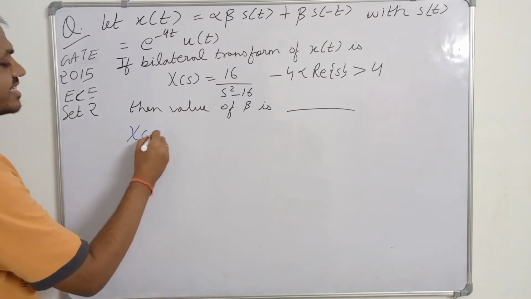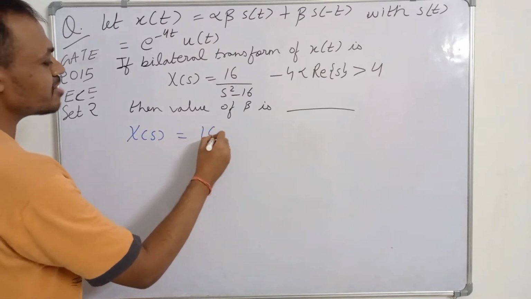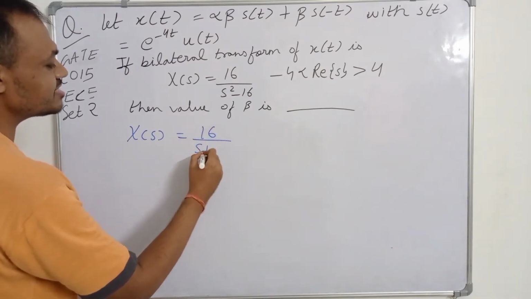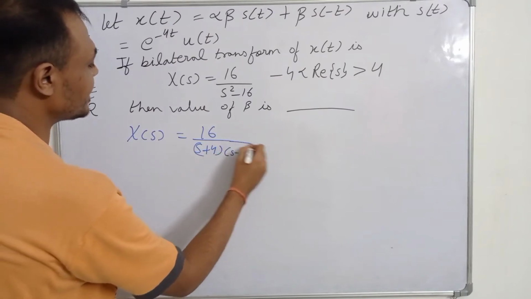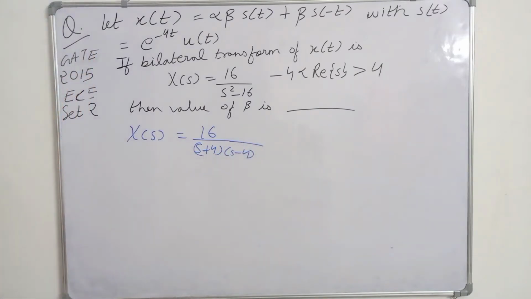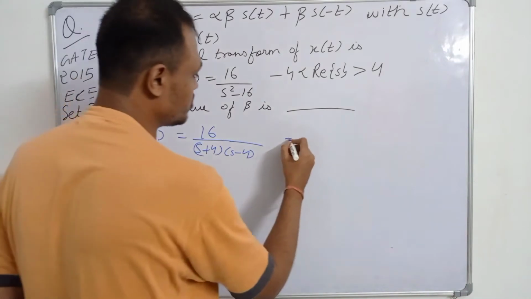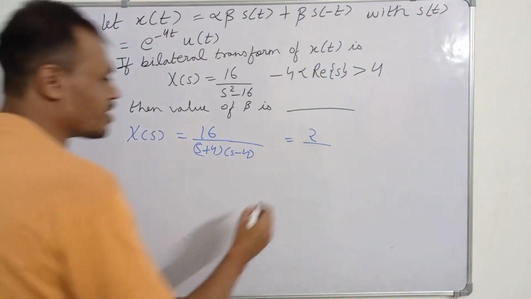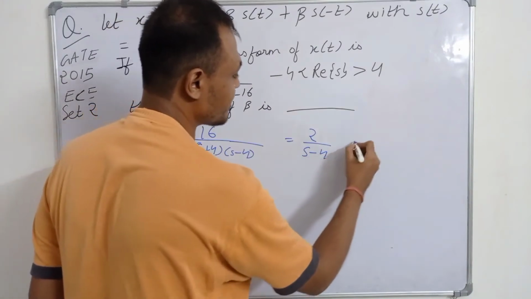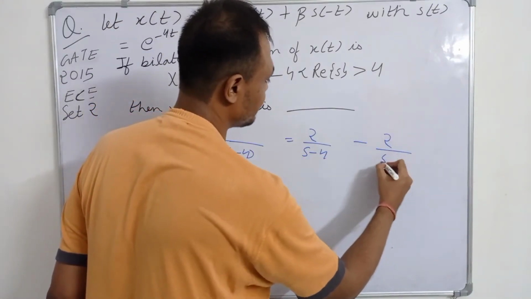So X of s is given as 16 upon s squared minus 16. We can write it as s plus 4 and s minus 4. So this is equal to 2 upon s minus 4 minus 2 upon s plus 4.